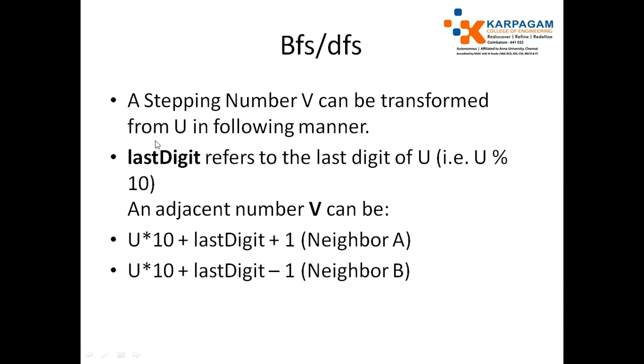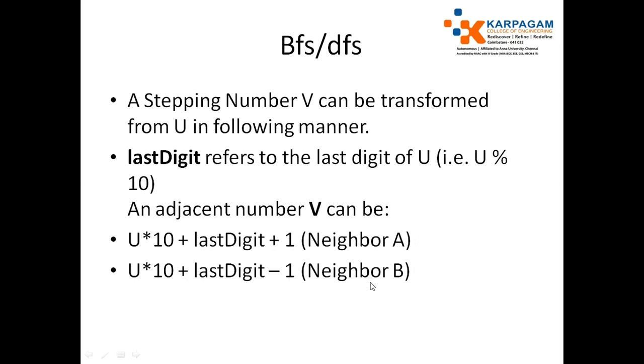It depends on something called the last digit. For the adjacent number V with respect to U, the adjacent number can be U into 10 plus last digit plus 1. That might be one neighbor. U into 10 plus last digit minus 1. That might be another neighbor.